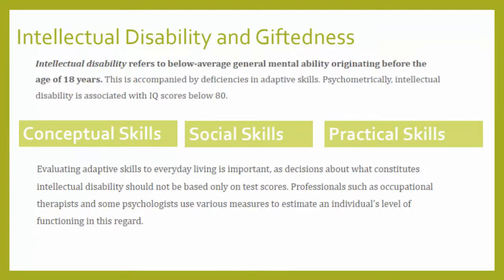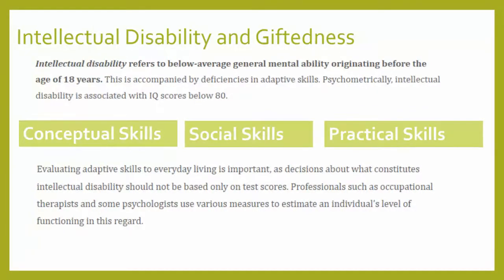And what intellectual disability refers to is two things. When we look at the diagnosis in terms of DSM-5, if someone is diagnosed with an intellectual disability, it means that they've got below average general mental ability, which originates before the age of 18 years, which is accompanied by deficiencies in adaptive skills. Okay, so psychometrically, that's using the scientific testing.